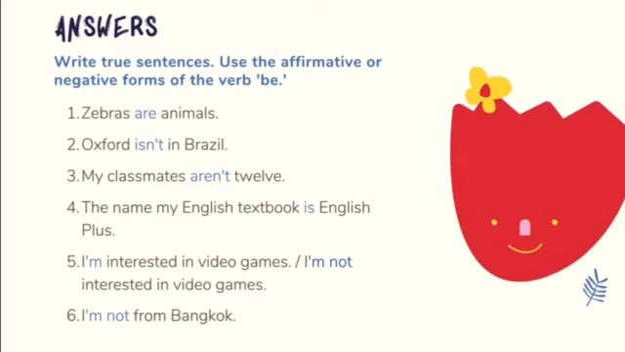Number 4, the name of my English textbook is English Plus. Yes, your English textbook's name is English Plus. If you've got it correct, well done. For number 5, you can write either I'm interested in video games or I'm not interested in video games. If you like video games, you can write I'm interested in video games. If you don't like video games, then write I'm not interested in video games.